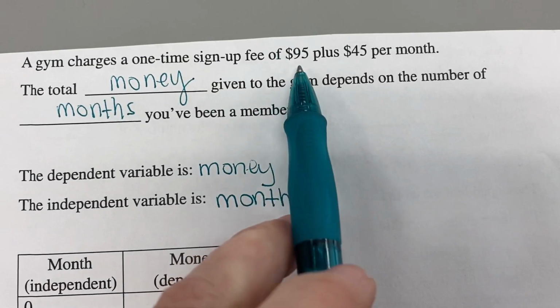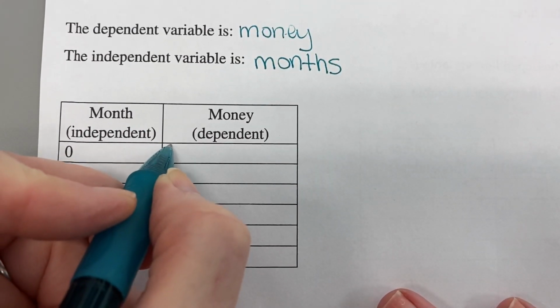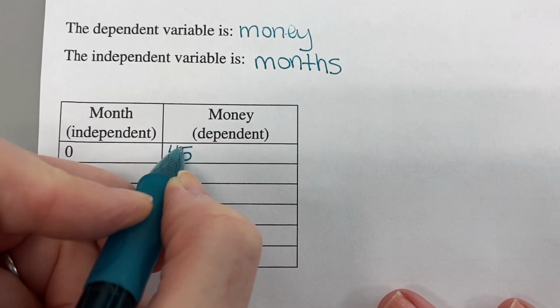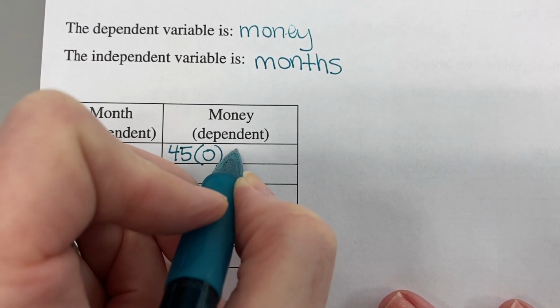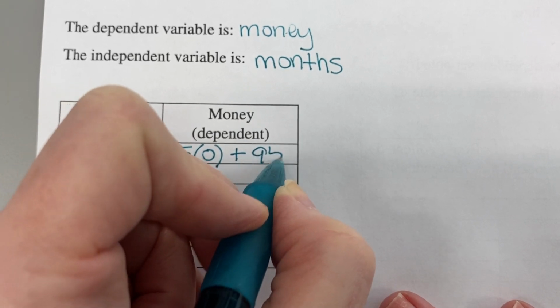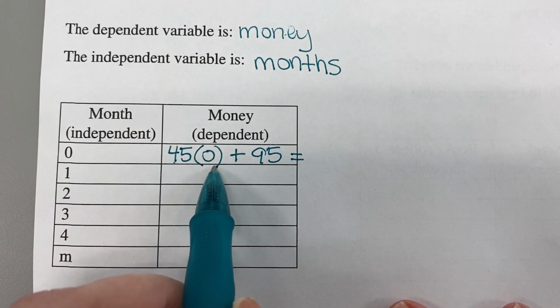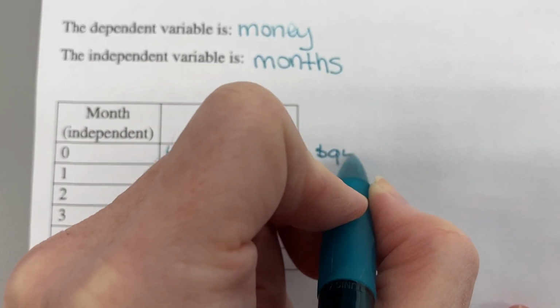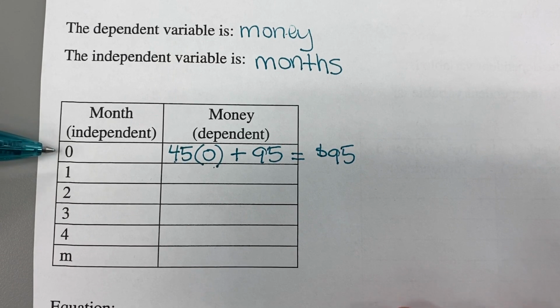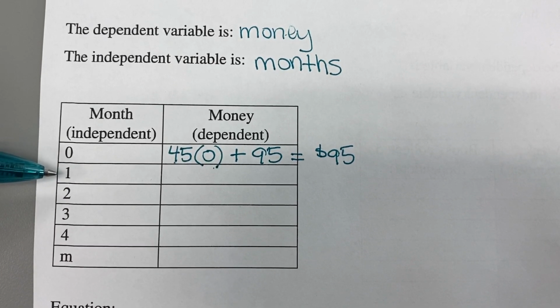Okay, so how much does it cost out of your pocket if you've been a member for 0 months? Well, it's going to cost you the sign-up fee. So even though it's $45 a month, you haven't gone yet, so we'll put a 0 there, times 0, plus the $95 one-time sign-up fee. Well, 45 times 0 is 0, plus 95. So that means you've spent $95 and you haven't even really been there a month. That's just your sign-up.